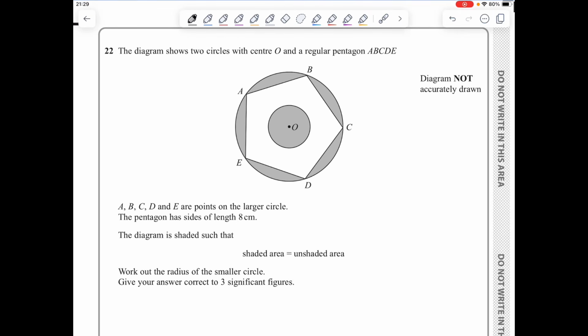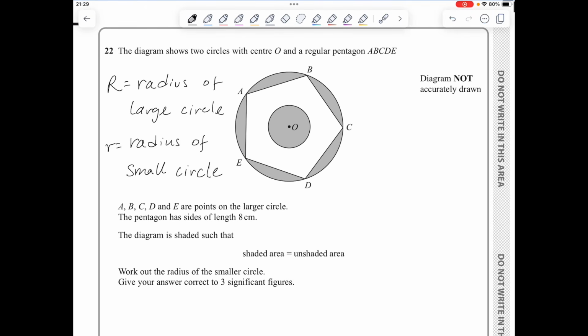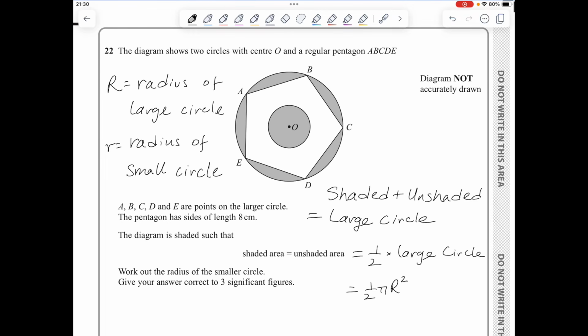For question 22, let's define the following. Let uppercase R be the radius of the large circle and lowercase r be the radius of the smaller circle. Now the shaded area and the unshaded area, once added together, give you the area of the whole big circle. And since the shaded and unshaded areas are equal, each one of those is equal to half the area of the large circle, hence a half pi R squared.